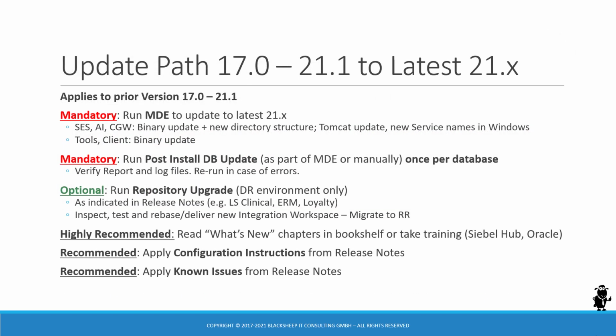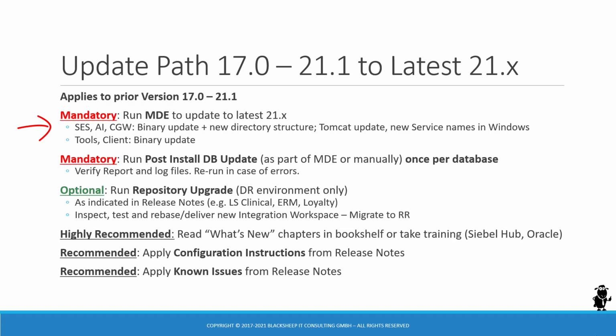As is becoming a habit, we are summarizing the update path options for customers here. So if you are on anything between 17.0 and 21.1, which are the non-MDE versions of Siebel 17 Plus, here's the following path to get you to the latest 21.x version. It is of course mandatory to run the MDE, to run the update on all your enterprise components as well as Siebel Tools and the client.